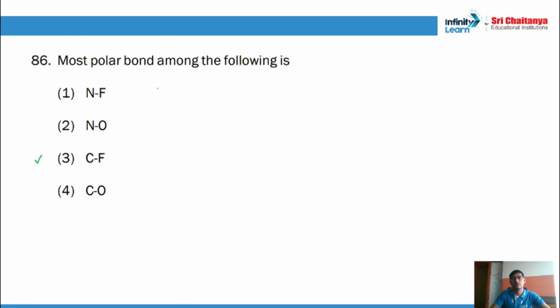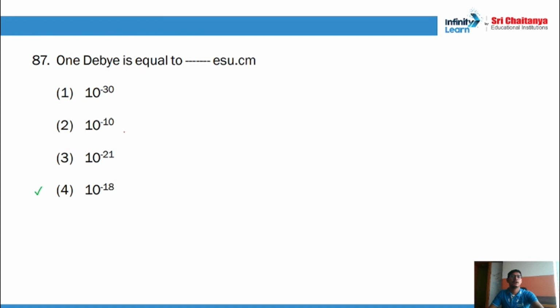Most polar bond: its polarity is proportional to the electronegativity difference, so the maximum electronegativity difference is between carbon and fluorine. 1 Debye is equal to, it's factual, 10 to the minus 18 ESU centimeter. It's in CGS units, guys. ESU stands for electrostatic unit.